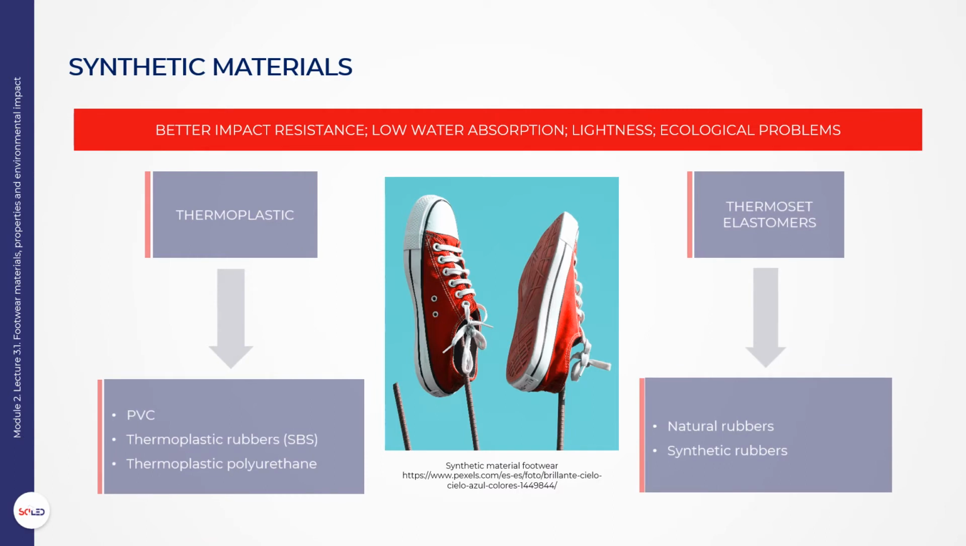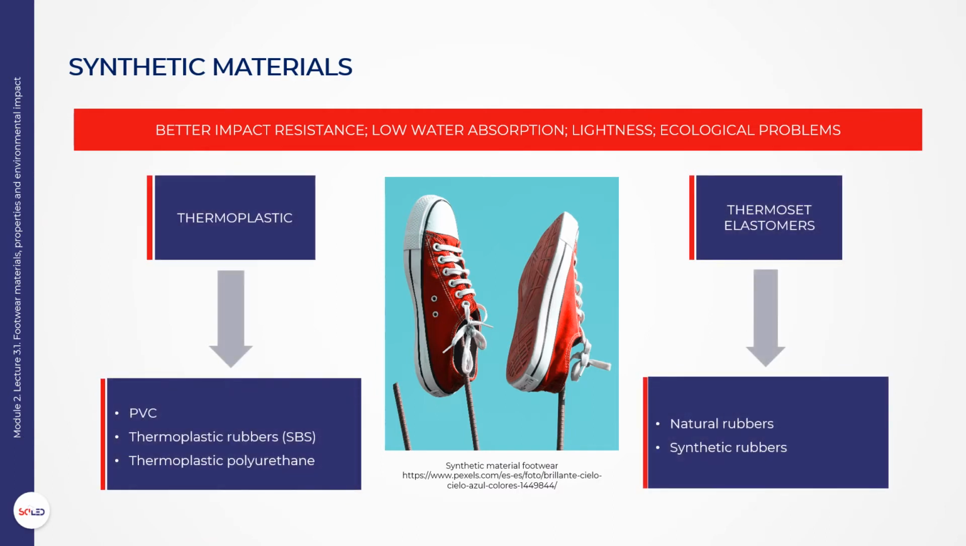These synthetic materials can be classified as thermoplastic and thermoset elastomers. An important advantage of thermoplastic materials is that it is possible to recycle waste materials, which translates into a reduction of both costs and waste. The main thermoplastic materials are PVC, thermoplastic polyurethane, and thermoplastic rubbers based on styrene butadiene styrene block copolymers, SBS, while natural and synthetic rubbers are examples of elastomers.